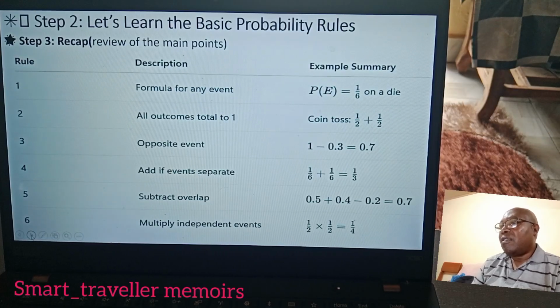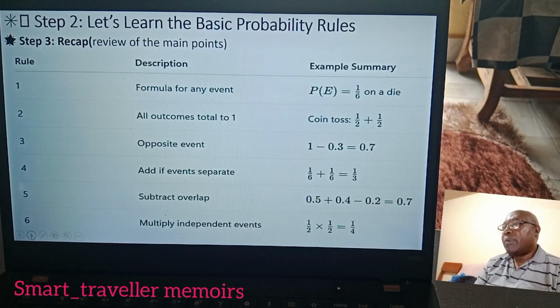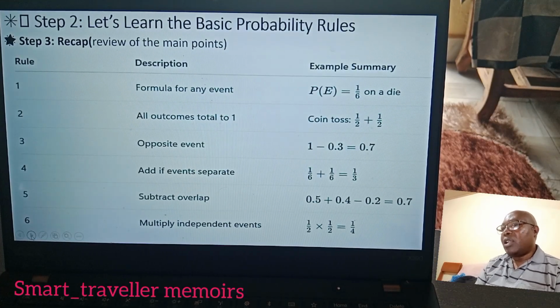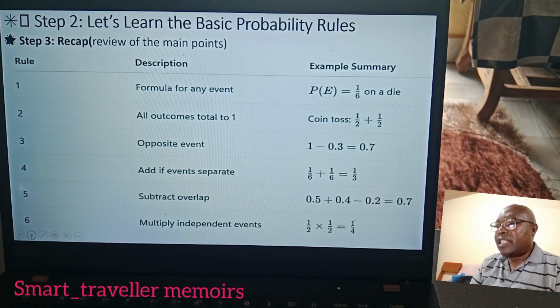If they don't overlap, so that you have 1/6 plus 1/6. That is, if you are rolling a die, you either get a 2, or you get a 1, or you get a 4, or you get a 3, but you cannot get 3 and 4 at the same time. And number 4, the probability is 1/3.